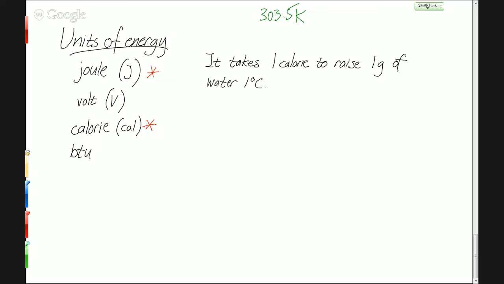If you had 1 gram of water, and we know by the density that that's 1 milliliter of water, so just a little bit of water, and you want to take that water and raise it from, let's say it's outside, so 30 degrees to 31 degrees C, that takes exactly 1 calorie of energy. That's how much energy it takes to actually do that. And I think the British thermal unit comes from the same idea of it takes 1 British thermal unit to raise a pound of water 1 degree F. So it's like the English unit equivalent of that. But anyway, we're going to focus on this one. So 1 calorie raises 1 gram of water 1 degree C.